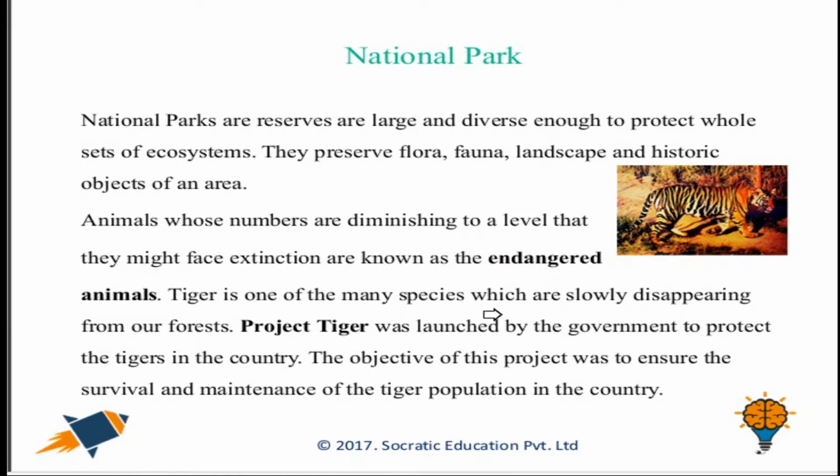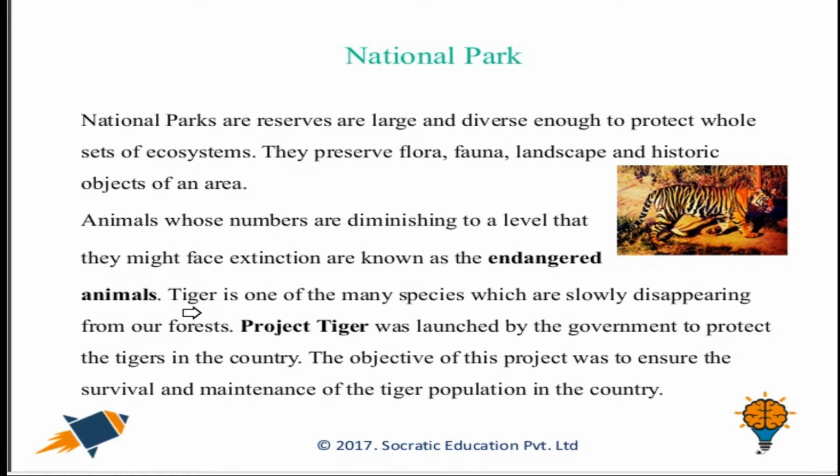Next topic for us is national park. National parks are also biosphere reserves, and they are diverse enough to protect a whole set of ecosystems. They preserve flora, fauna, landscapes and historic objects of an area. There is another term for the animals who are on the verge of extinction, and that's called endangered animals.